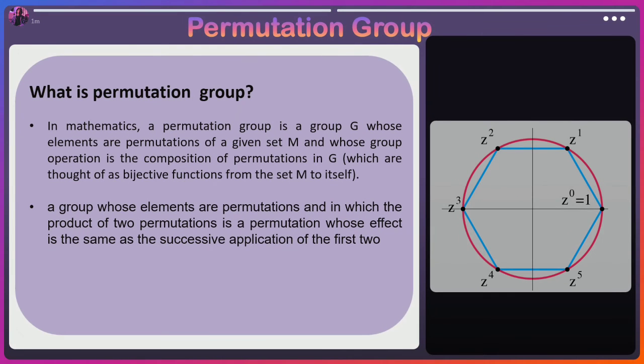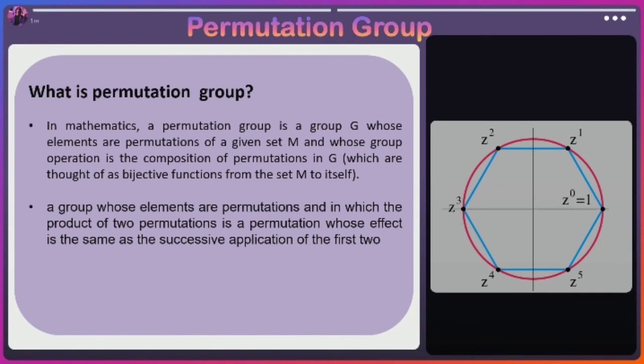Next is permutation group. What is a permutation group? In mathematics, a permutation group is a group G whose elements are permutations of a given set M and whose group operation is the composition of permutations in G, which are regarded as bijective functions from the set M to itself. It is a group whose elements are permutations and in which the product of two permutations is the permutation whose effect is the same as the successive application of the first two.